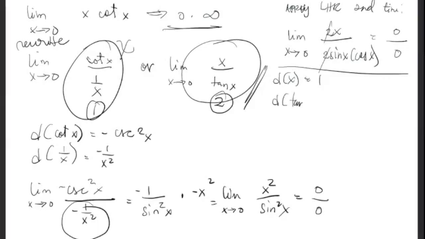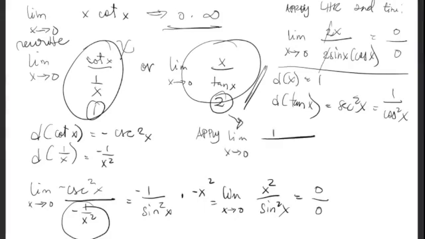What's the derivative of tangent of x? What's the derivative of tangent? Secant squared of x. But what is secant? Secant is 1 over cosine squared of x. Di ba? So therefore, itong number 2, we can write it after applying L'Hopital's Rule. Magiging ganito na siya. The limit as x approaches 0 of 1 over cosine squared of x.